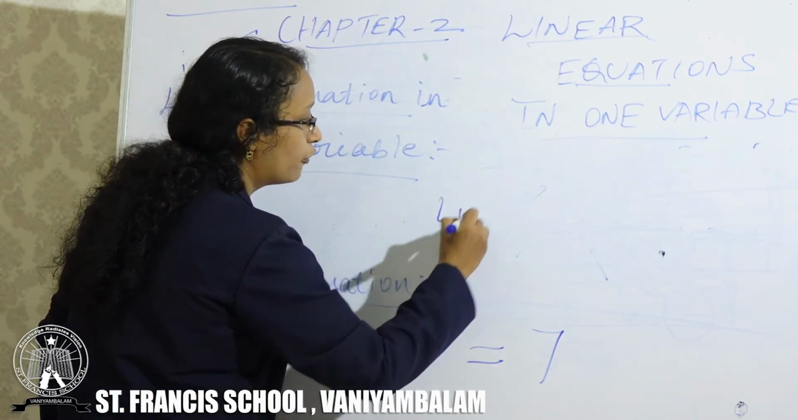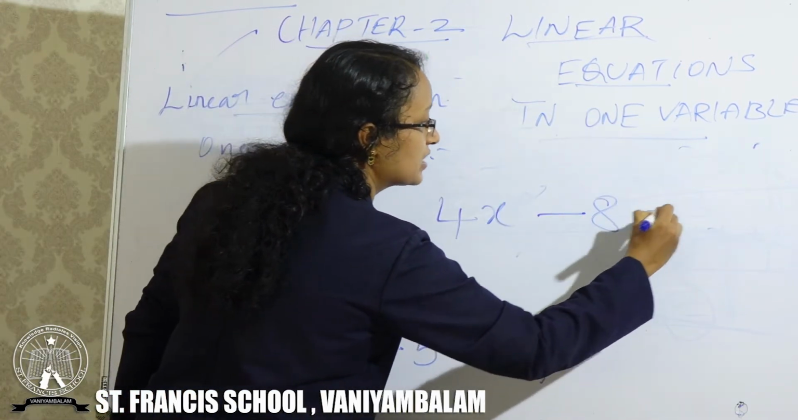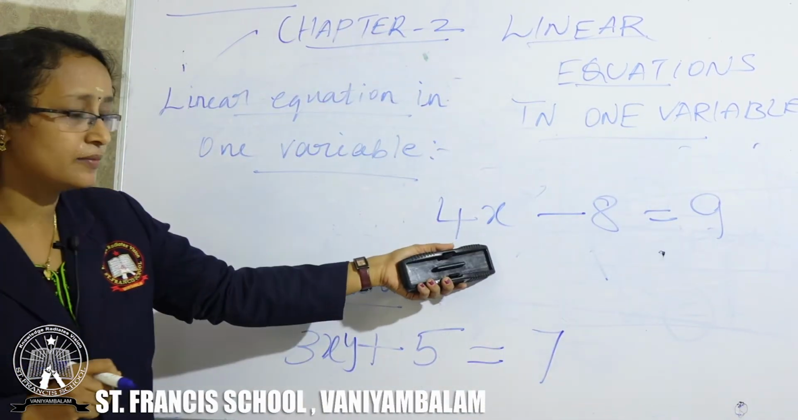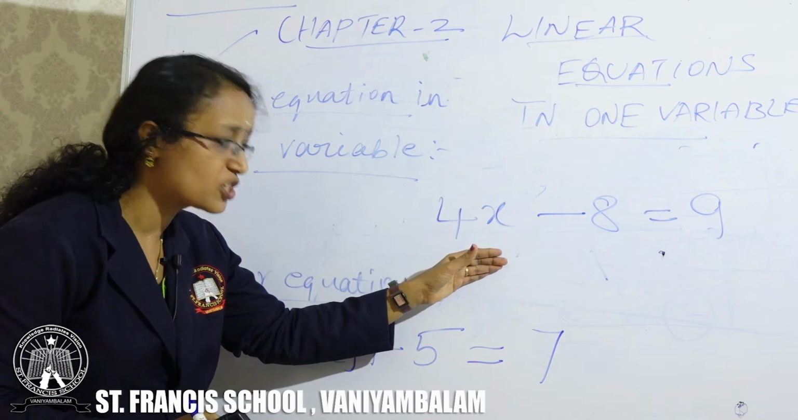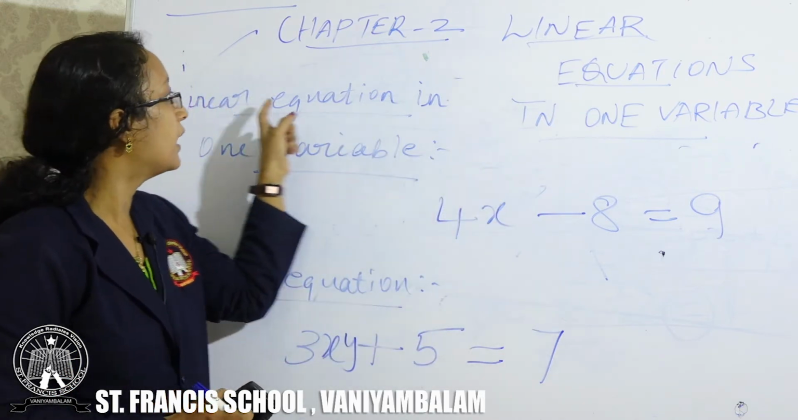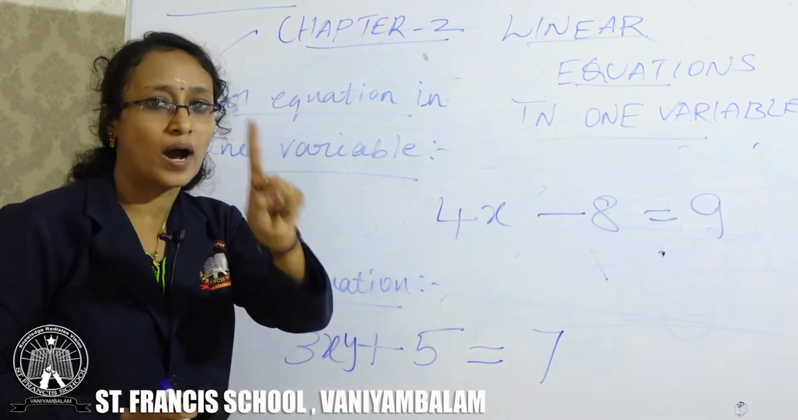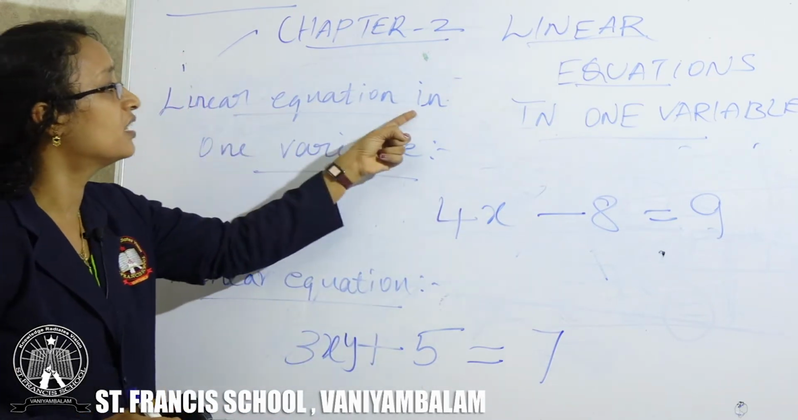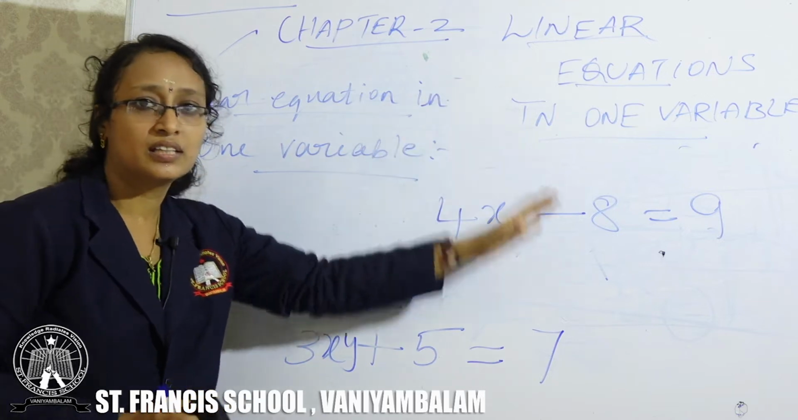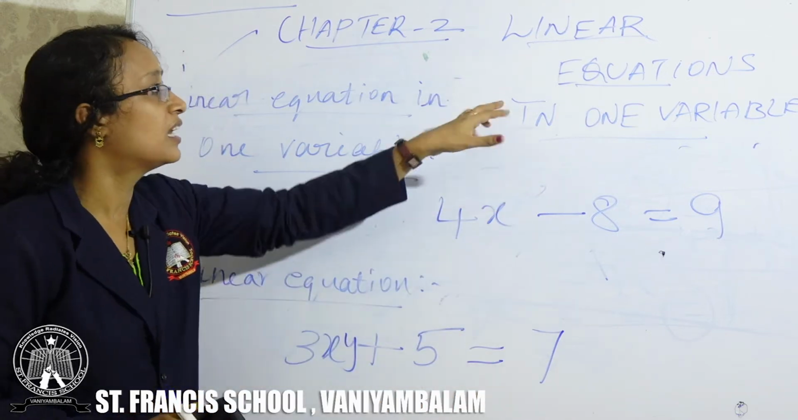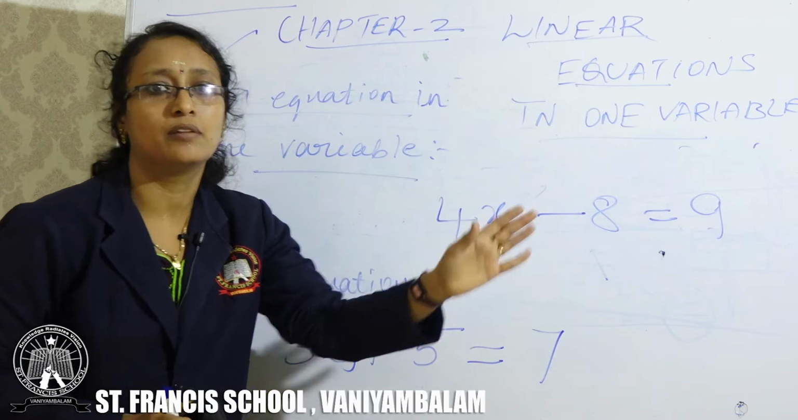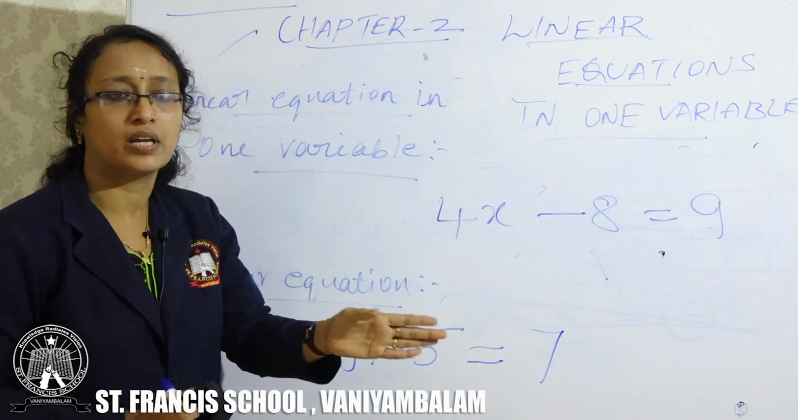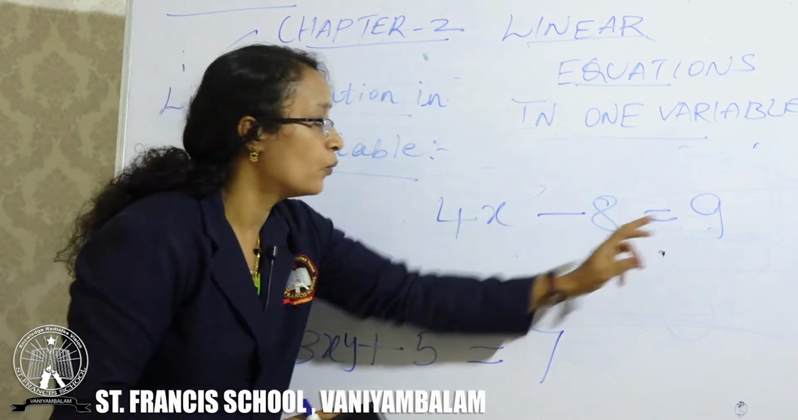That is, 4x minus 8 is equal to 9. Is this an equation? Yes, it is an algebraic expression, it is an equation, and a linear equation in one variable. You have only one variable here. In this chapter, we are going to study only linear equations in one variable.